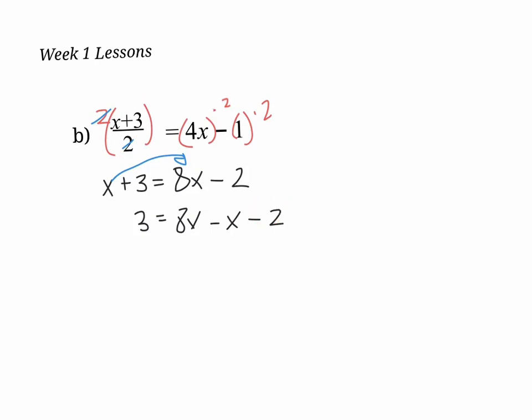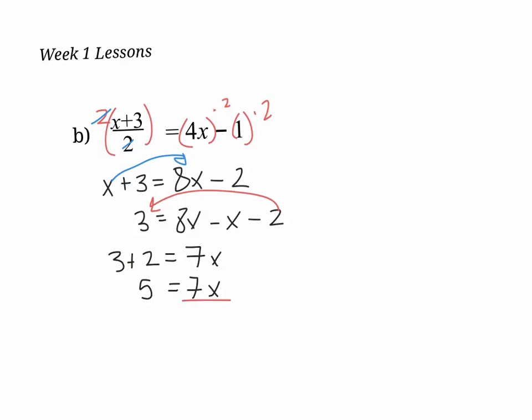I realized that I want to bring this -2 and 3 together. If you already saw that and you did it at the same time, great. So instead of -2 on this side, I'm going to have +2 on this side. So this is going to be 3 plus 2 is equal to 8x minus x is going to be 7x. So 8x minus 1x is 7x. Let's keep simplifying. 3 plus 2 is 5 is equal to 7x.